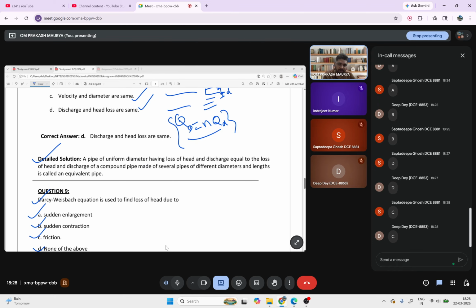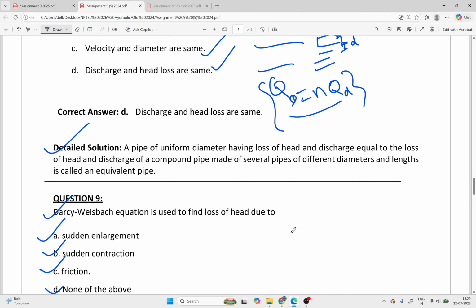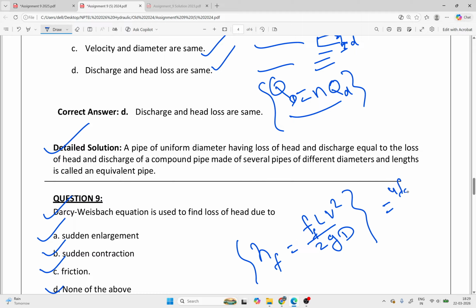Okay, for this question you are telling option C is correct. Yes, definitely, as we have discussed a lot about it. The Darcy-Weisbach friction equation is nothing but hf is equal to f L V square by 2gD. Remember please, this is the friction factor, not the friction coefficient. If it were the friction coefficient, it would be 4 times the friction coefficient into L V square by 2gD. Yes, definitely Darcy-Weisbach is due to friction. Now we'll move on to the next one.